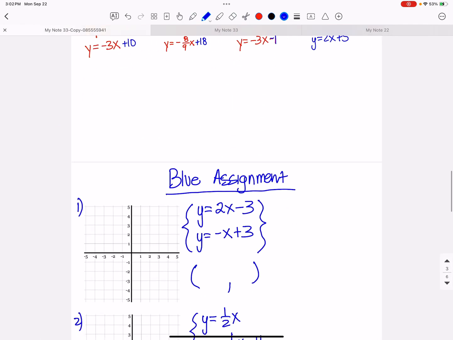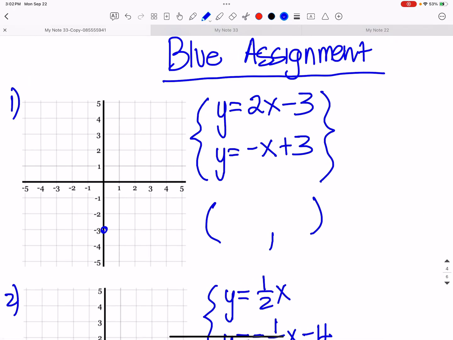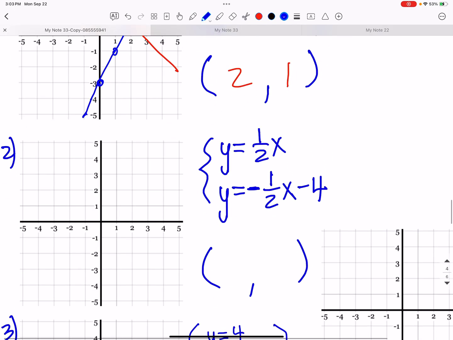All right, red assignment, you're done. Blue assignment, you started at -3. You went up $2 a day. There's your line. This other one, you started at +3. You went down $1 every day. You went like this. You hit right there at 2, 1. This one, you started at 0, went up $1 every 2 days. There we go.